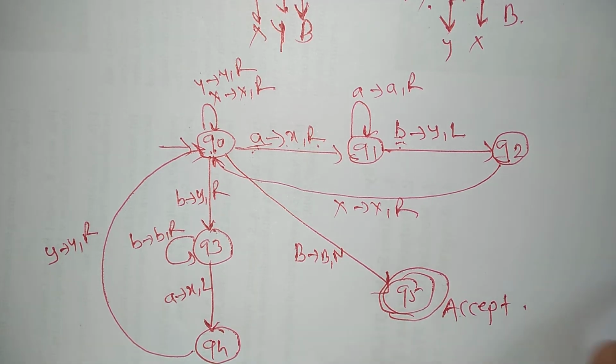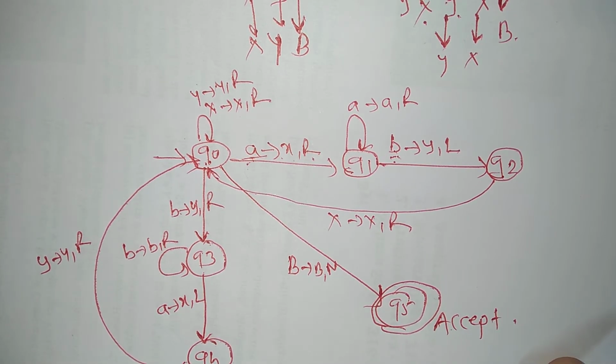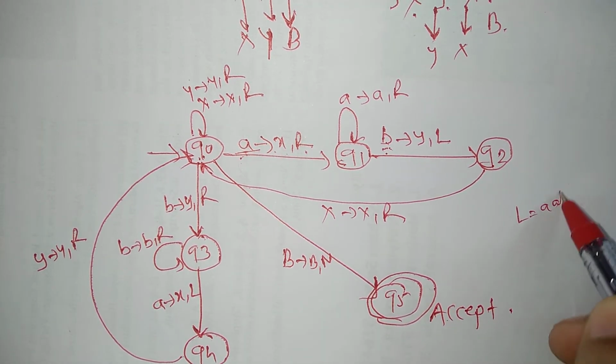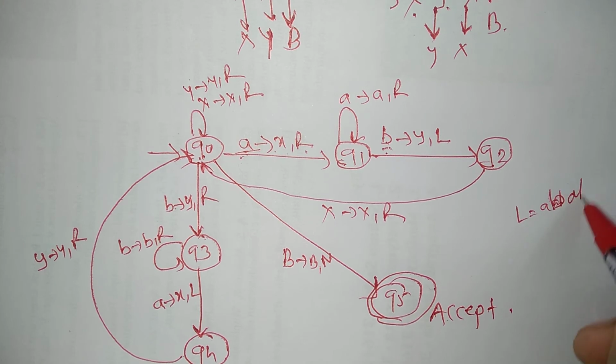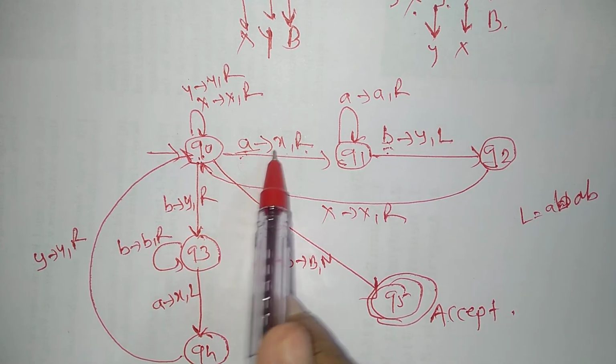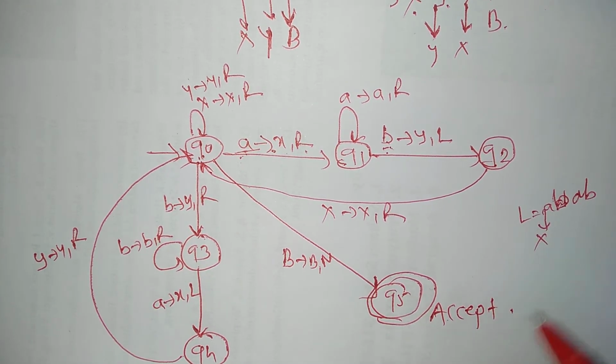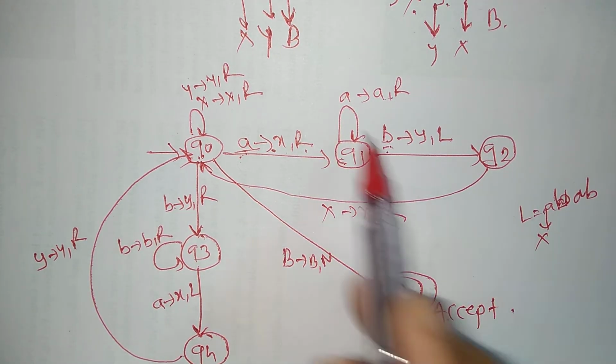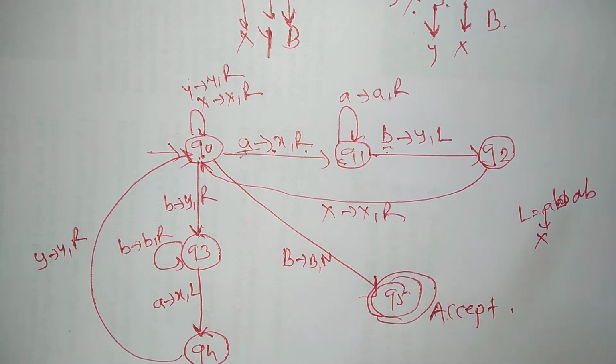So we'll see whatever we have drawn in quick format. Let's consider language equal to AB. So A comes, it will be replaced with X. If a number of As are there, I will skip, and I will wait for the first B. Here is the first B, replace with Y.